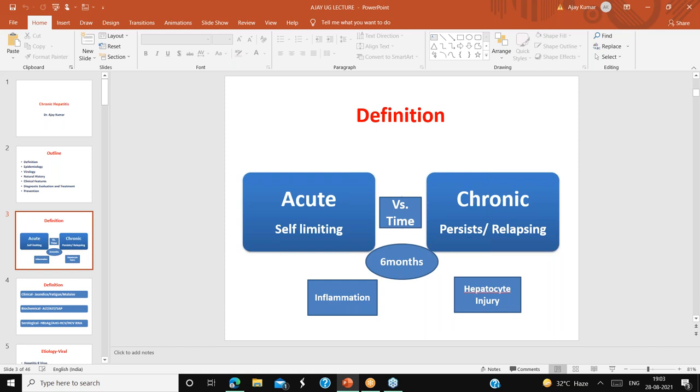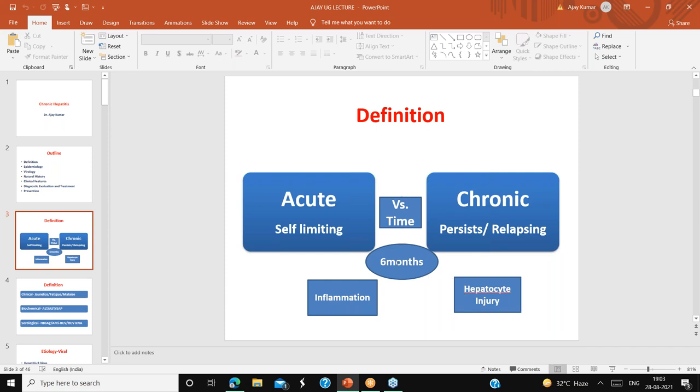Whereas we define chronic hepatitis when the injury to liver tissue keeps on recurring. It can occur intermittently or it may be continuous after the injury. The time limit defined to differentiate between these two types of hepatitis is 6 months. That means if a liver injury goes on for a period of more than 6 months, it will be labeled as chronic hepatitis. The two important features we see in the liver as a consequence of injury are inflammation in the liver tissue and injury to hepatocytes.